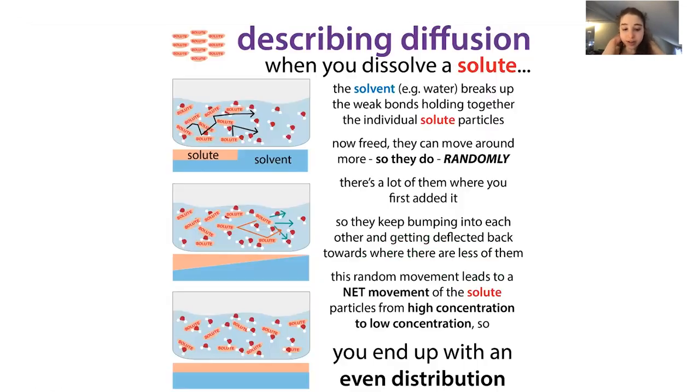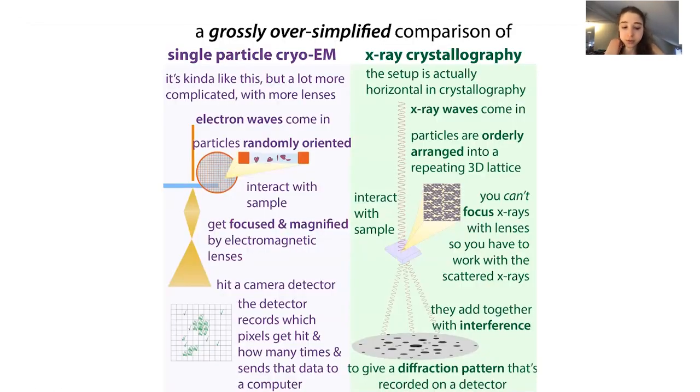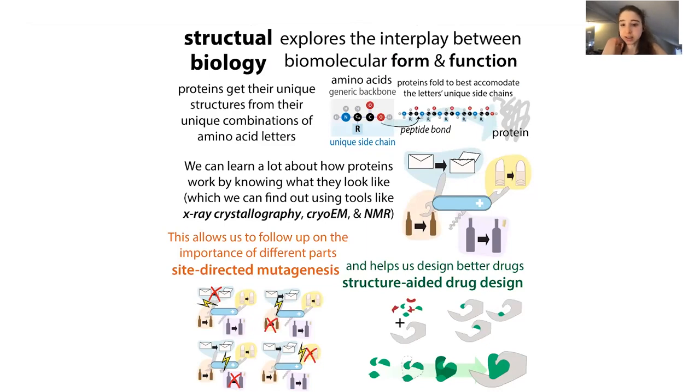There's a lot that we don't know about IDRs, though. There's a lot that we even don't know about regions of well-structured proteins. And this goes back to the techniques that we can use to look at things. There are a few main structural biology techniques. As I talked about before, structural biology is where we're trying to get a look at what proteins look like at the atomic level, and how what they look like affects how they function. A couple of the key methods that we use are X-ray crystallography, cryo-EM, and NMR.